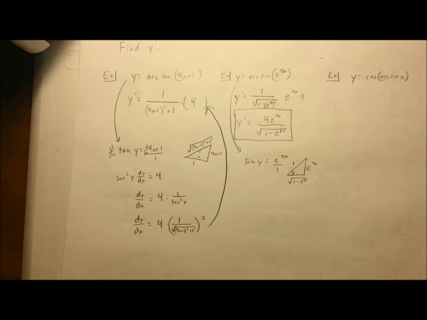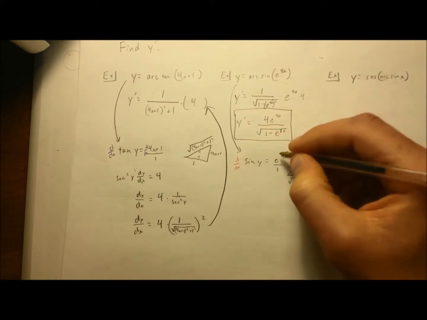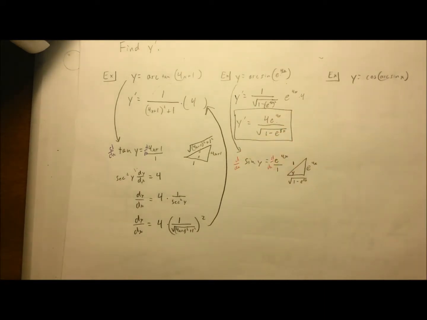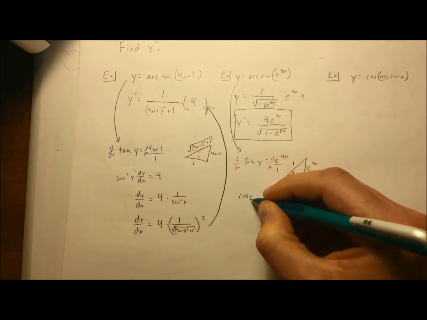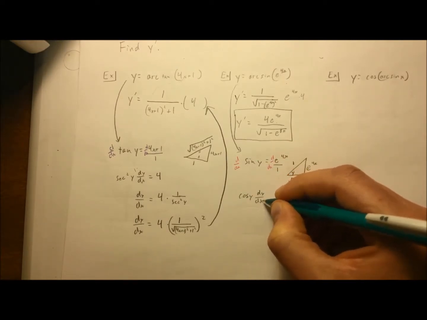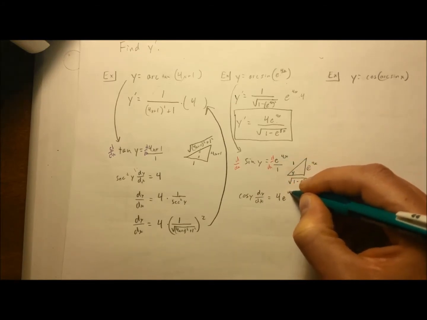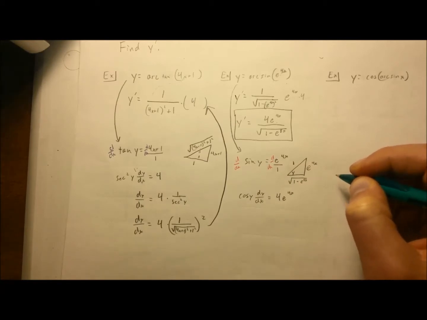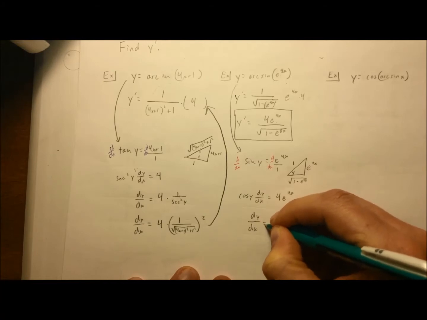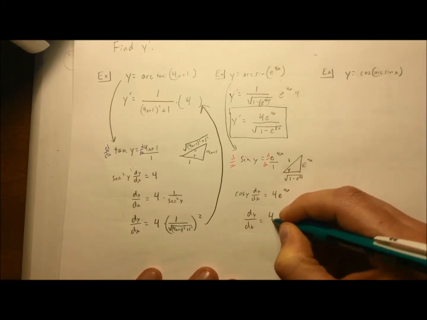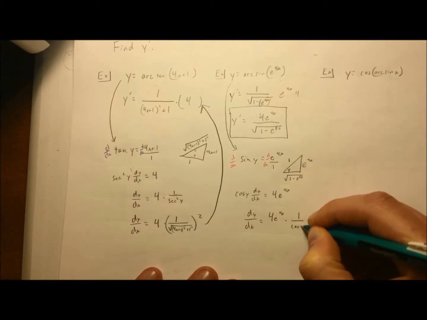Now that I've got this all set up, let's hit both sides with a derivative. Derivative of sine is cosine of y, dy dx. Derivative of e to the 4x is 4e to the 4x. So dy over dx is going to be 4e to the 4x times 1 over the cosine of y.